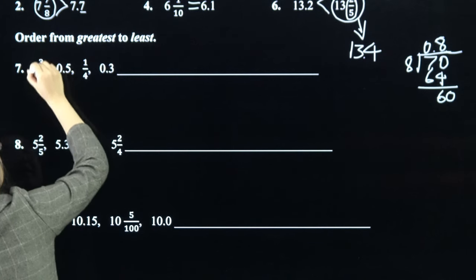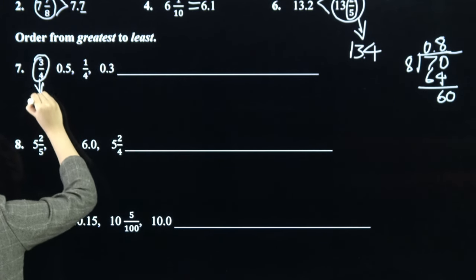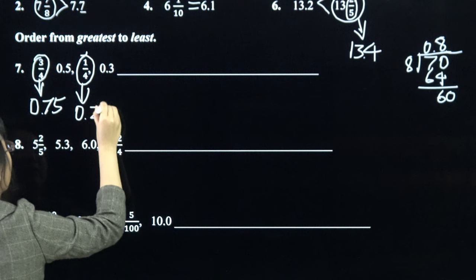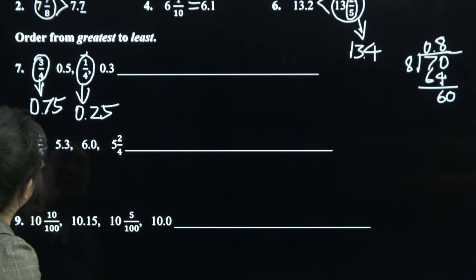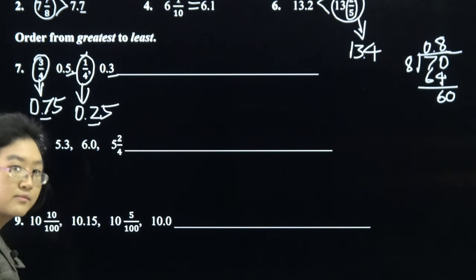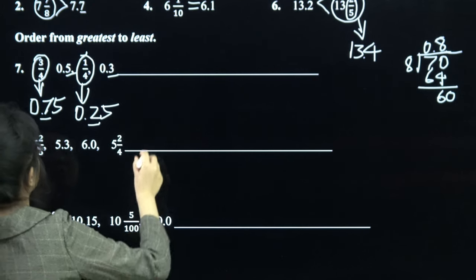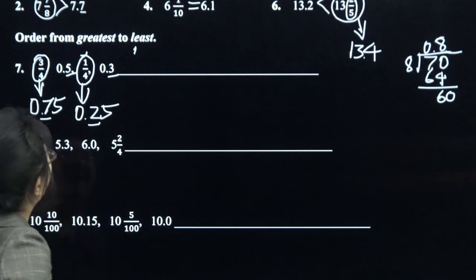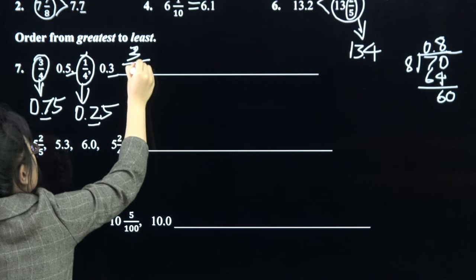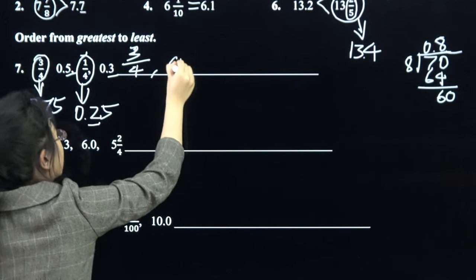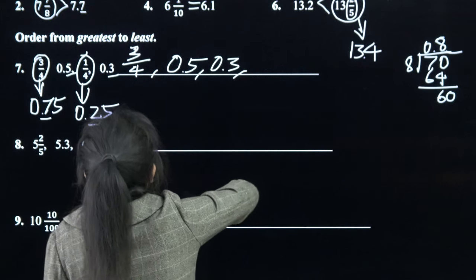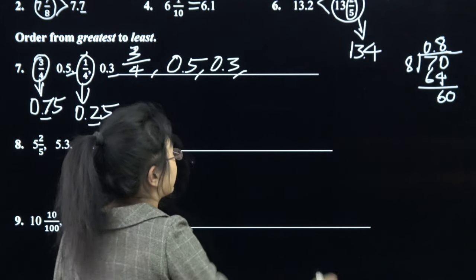Now let's do these little questions. Order from least to greatest. Okay, let's convert all of these. 3/4 is well known to be 0.75, and 1/4 is well known to be 0.25. So, let's compare the tenths place. 2, 3, 5, 7. Well, I guess we know what it is now. Greatest to least, I see what you're trying to do there. So the greatest is 0.75, which is 3 over 4. And then the second greatest is 0.5. And then the third greatest is 0.3. And then the least is 1 over 4, or 0.25.